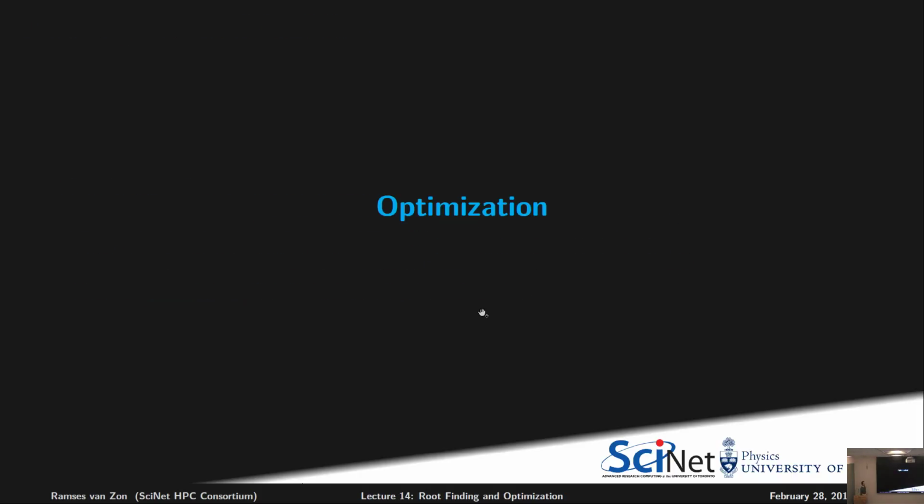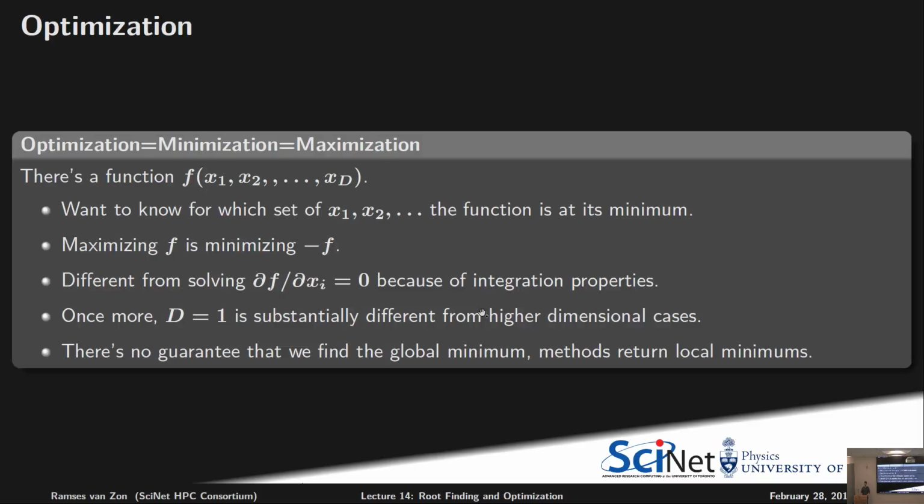So kind of related to root finding is optimization. Optimization is when you have a function of, say, d variables, and let's say it's just a single valued function f, not a vector, and you want to know for which x it is at its minimum. Minimization is the same as maximization of minus f, so optimization is the same as minimization or maximization. I'm going to talk usually about minimizing, finding a minimum, but it's all the same.